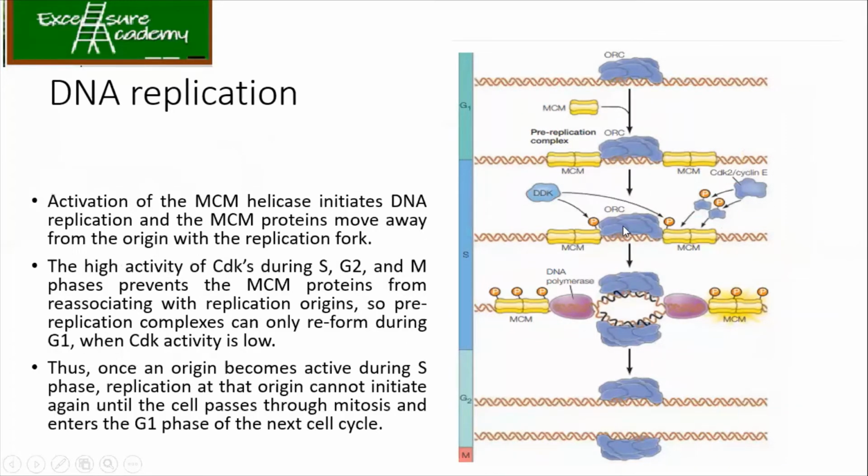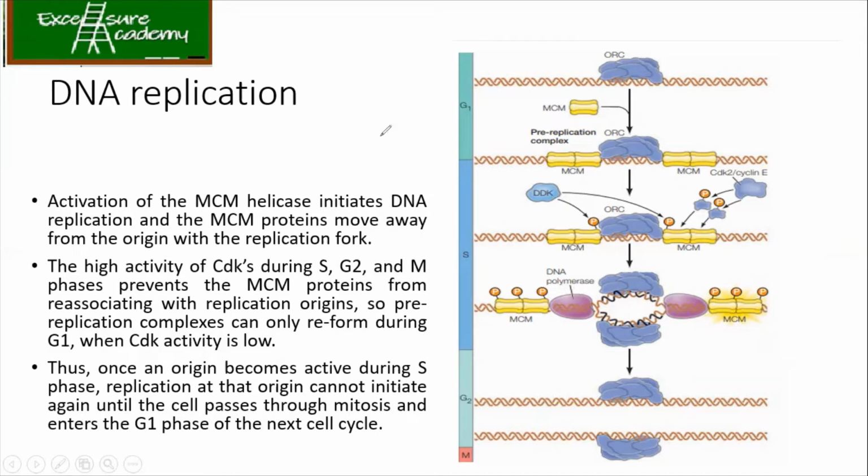Now the moment the helicase is activated, DNA replication starts. The MCM proteins will keep moving along as the replication fork moves. Now the high activity of CDK during S, G2 and M phase prevents the MCM proteins from reassociating with the replication origin. This also we know, right?